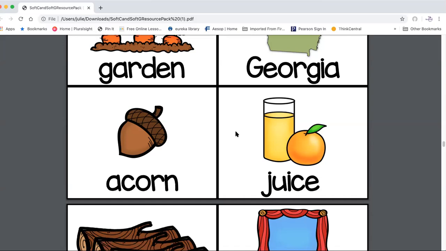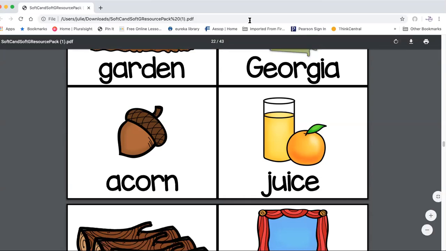So remember, hard C and hard G are followed by any letter except for E, I, or Y. The soft C and soft G are soft if they're followed by E, I, or Y.